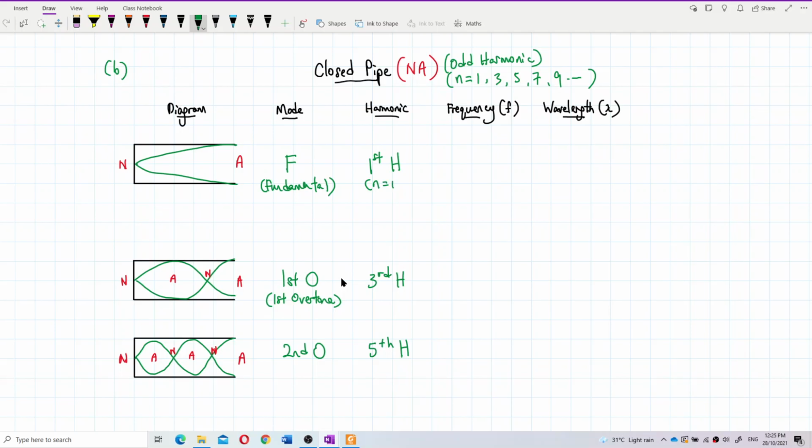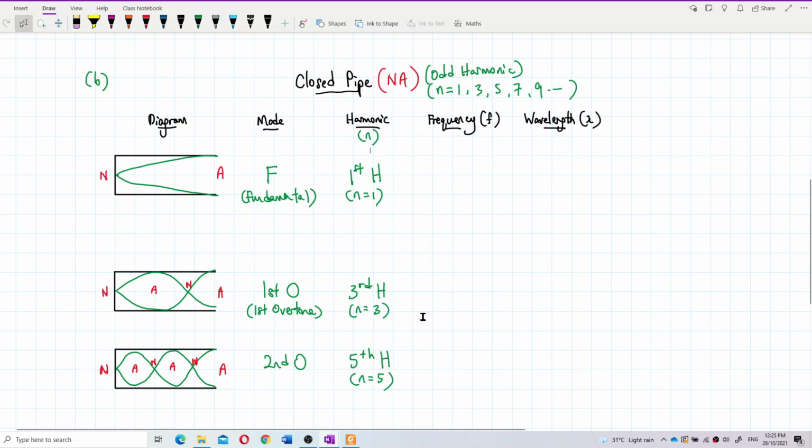The first harmonic is n equal to 1, then this one is n equal to 3, and this one is n equal to 5. So the harmonic is actually the n value. The first harmonic is n equal to 1, third harmonic is n equal to 3, fifth harmonic is n equal to 5. What is the meaning of this n? N means how many times the frequency of that harmonic is to the fundamental frequency. The third harmonic frequency, F3, is 3 times the fundamental frequency.